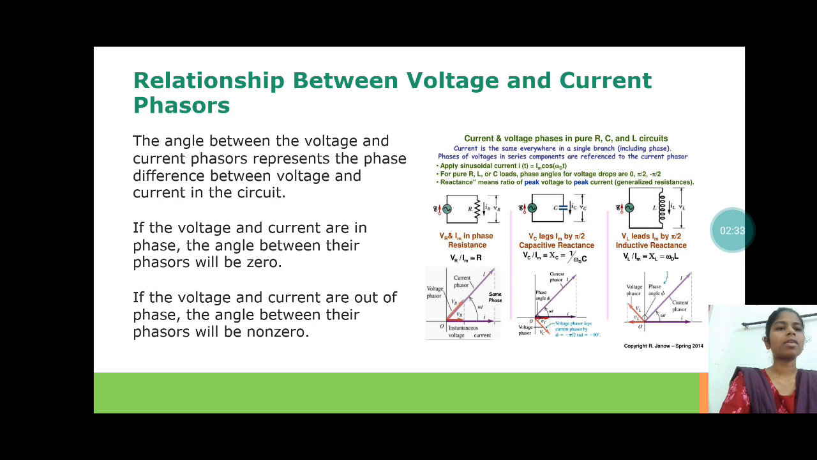Current and voltage phases in pure R, C and L circuits. Current is the same anywhere in a single branch, so the phases of voltage in series components are referenced to the current phasor. Apply sinusoidal current i equals Im cos omega t. For pure R, L or C loads, the phase angles for voltage drops are 0, pi by 2, and minus pi by 2. Reactance means the ratio of peak voltage to peak current. These are representations for the voltage and current relationship.